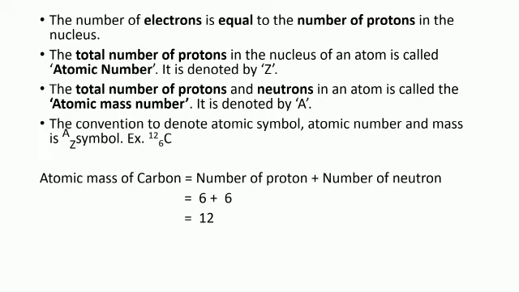The convention to denote atomic symbol, atomic number and mass number is given on screen. You can see how an element is denoted according to atomic symbol, atomic mass and atomic number. Then you can also see I have calculated the atomic mass of carbon. Atomic mass is actually the number of protons plus the number of neutrons. Carbon has 6 protons and 6 neutrons. When you add them, you will get the atomic mass of carbon, which is 12.